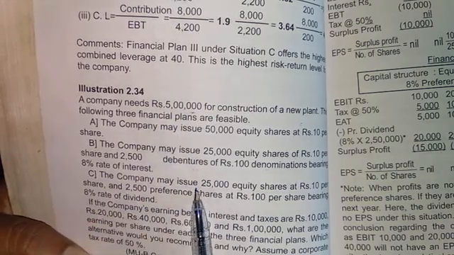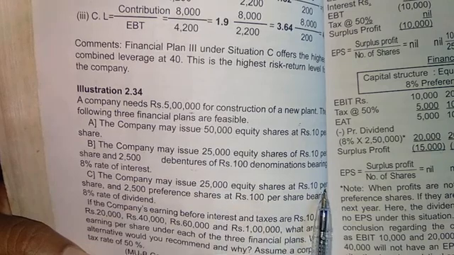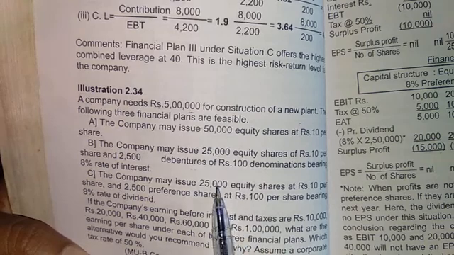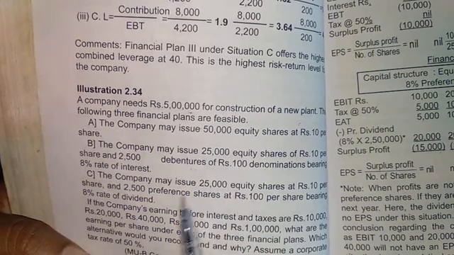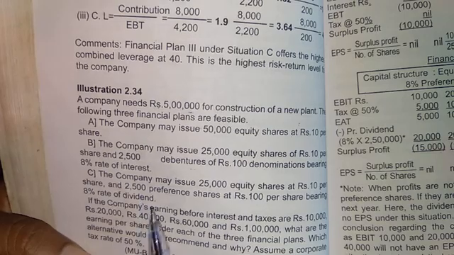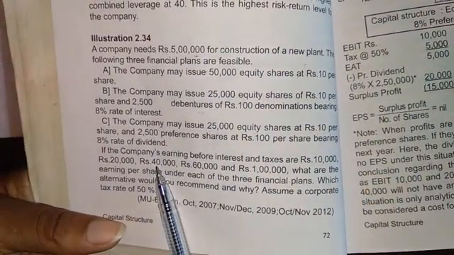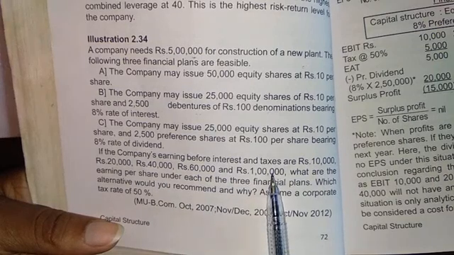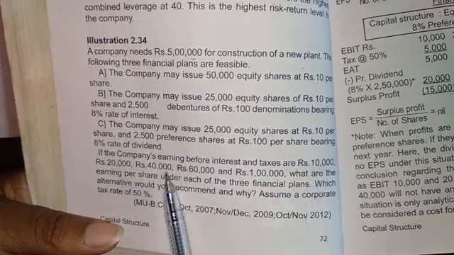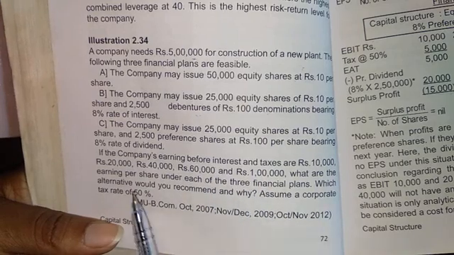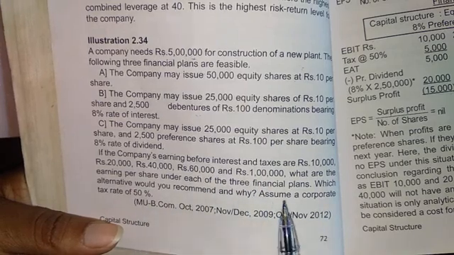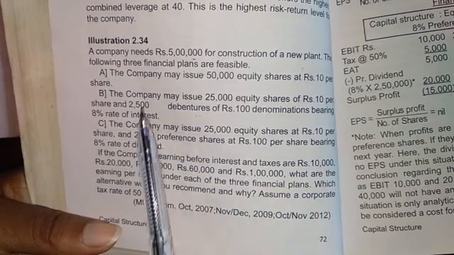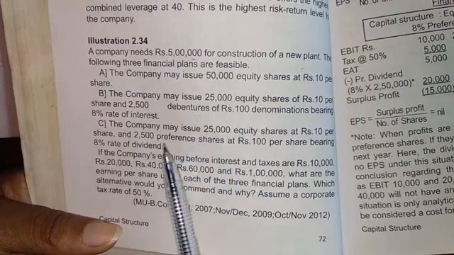The company may issue 25,000 equity shares of rupees 10 each and 2,500 preference shares of 100 each. So the third plan is to raise 2,50,000 through equity and the remaining 2,50,000 through preference shares. If the company's earnings before interest and tax are 10,000, 20,000, 40,000, 60,000 and 1 lakh, what are the earnings per share, EPS, under these 3 financial plans? We need to calculate the EPS for the 3 plans, that is full equity, equity and debentures, and equity and preference shares.